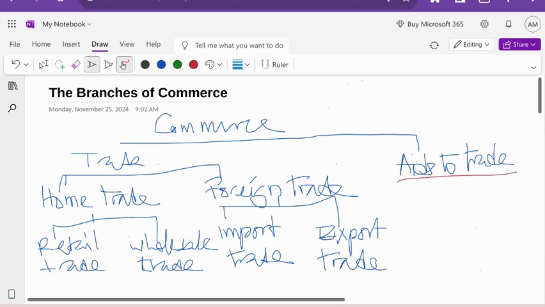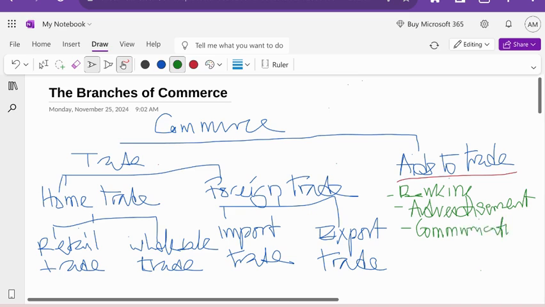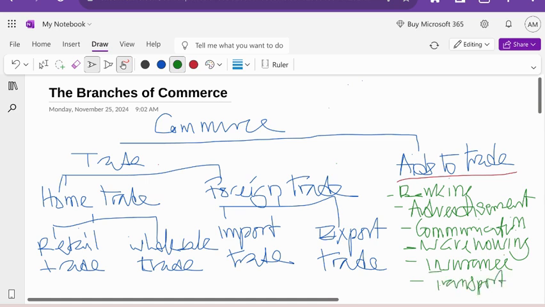We have 6 aids to trade. The aids to trade are banking, we have advertisement, we have communication, we also have warehousing, we have insurance, and the last one that we have is transport.